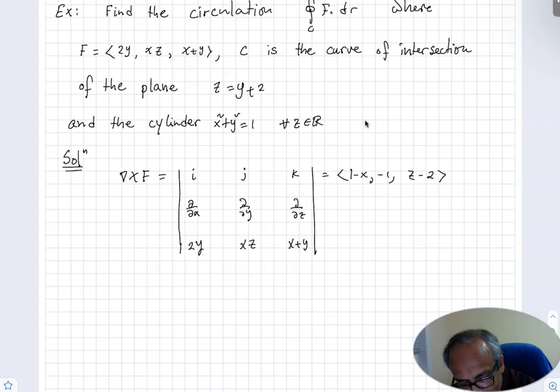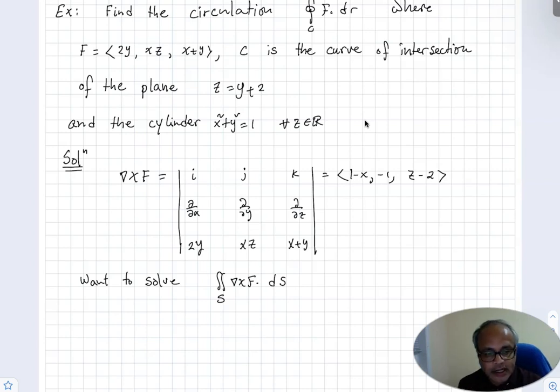So we want to solve now the integral of curl of F dot dS, or maybe you can write curl of F dot n hat dS. So dS is a vector element and curl of F is a vector. So we will parameterize the surface. Now, what is the surface here?